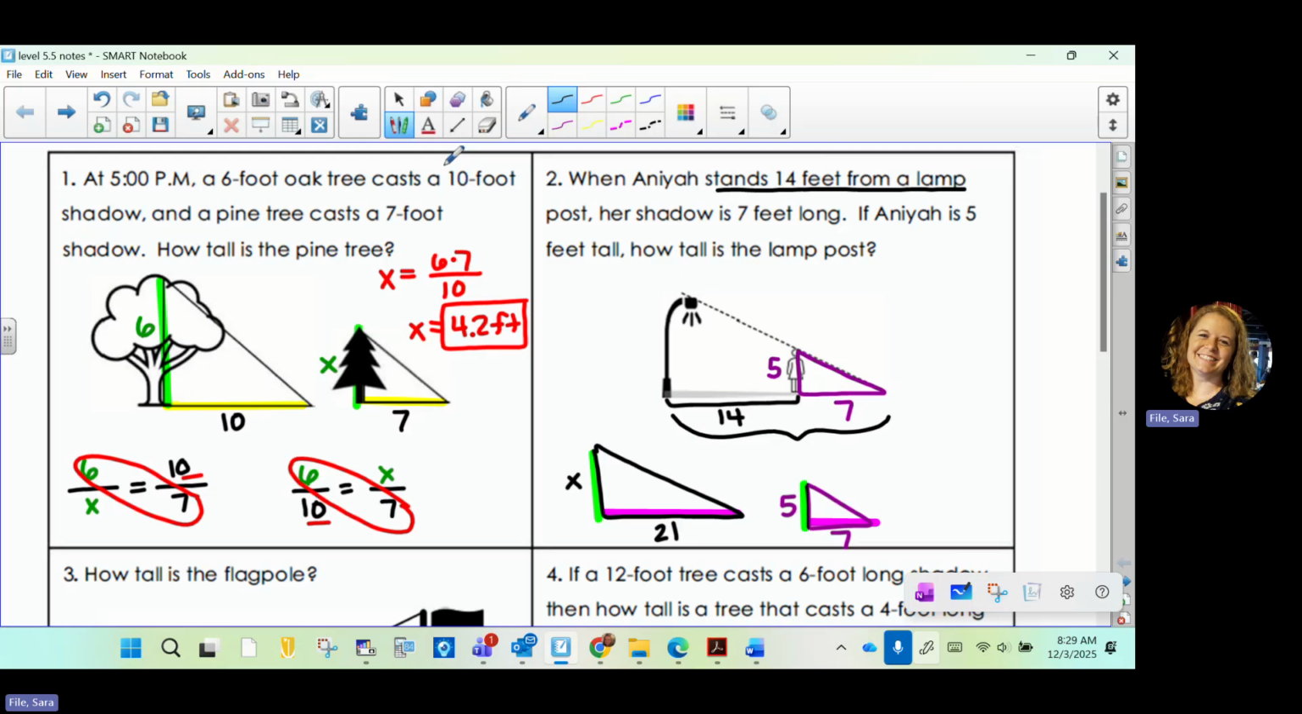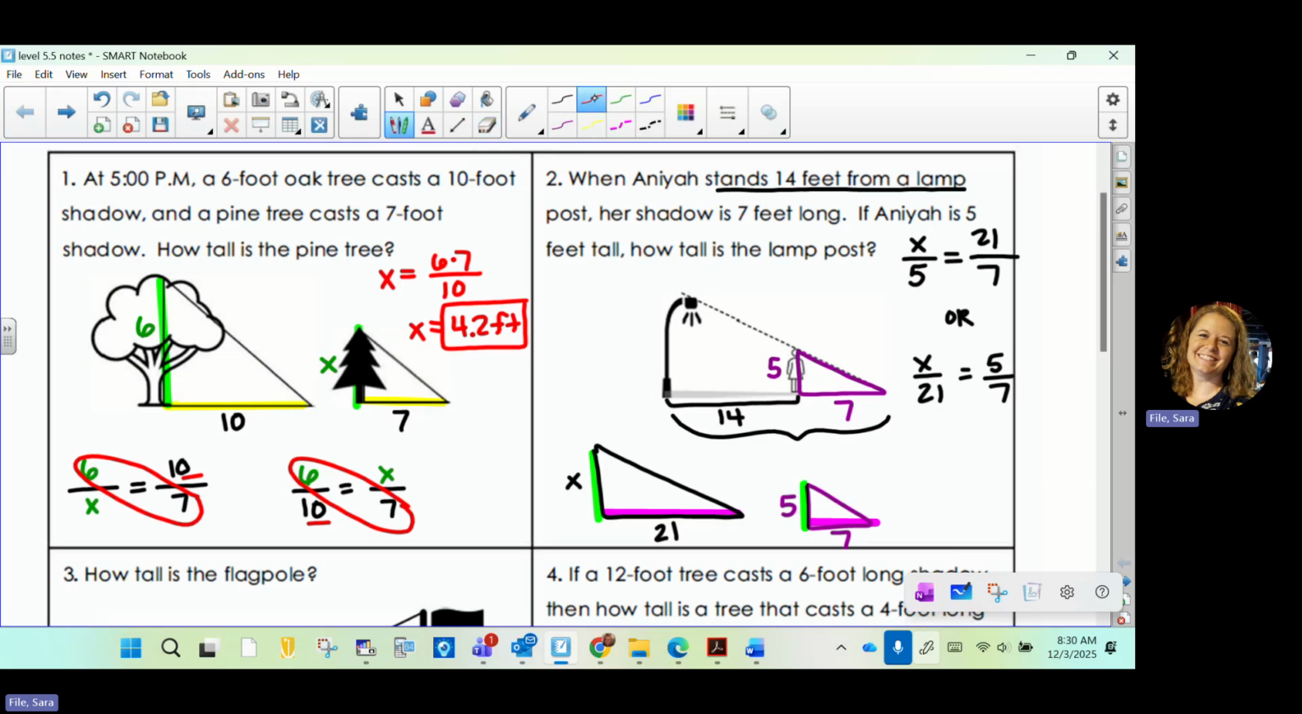How could I set up this proportion? I could do x over 5. And then what would that have to be equal to? Good. What's the other option? What's another way I could set this up? Instead of going green to green, pink to pink, couldn't I just go green, pink, green, pink? I could stay within the triangle. So I could go height to shadow, height to shadow. Would that work? So x is to 21 as 5 is to 7 would also be appropriate.